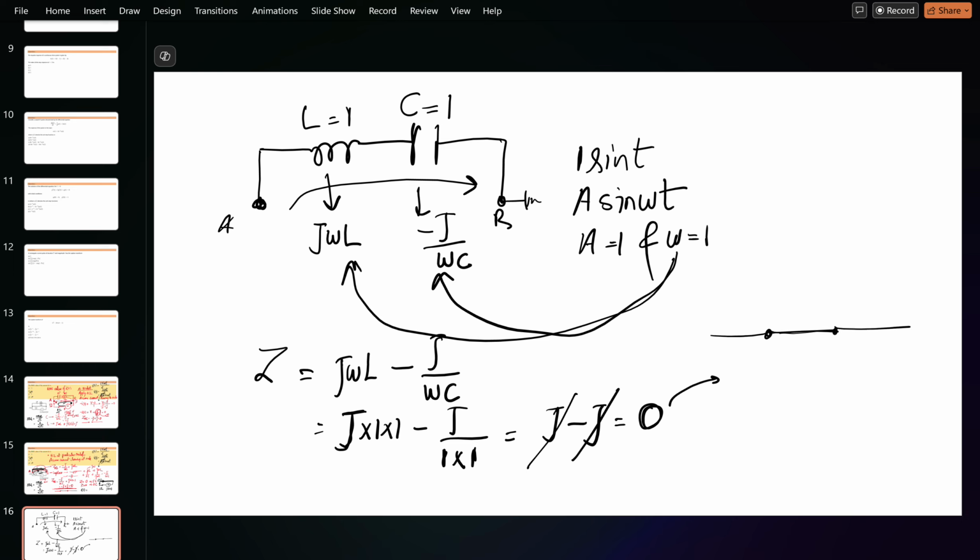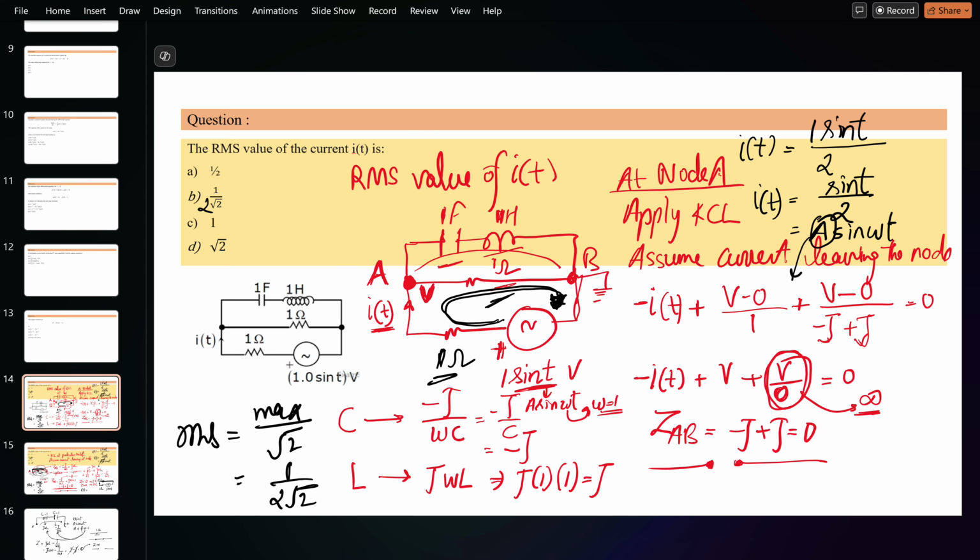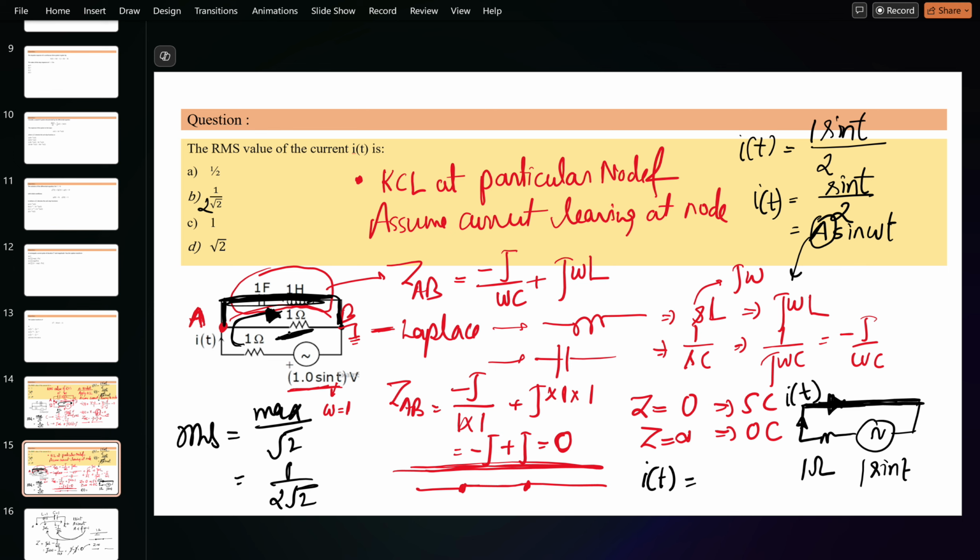So if it is 0, it means that it is basically a short circuited path. There is no impedance drop. If it is 1 ohm, it means that a 1 ohm resistor is dropped. Okay, if it is 0, it means that it is short circuited. If Z is equal to infinite, it means it is an open circuit and no current is flowing into the circuit.